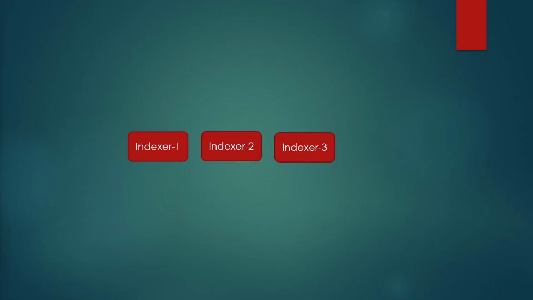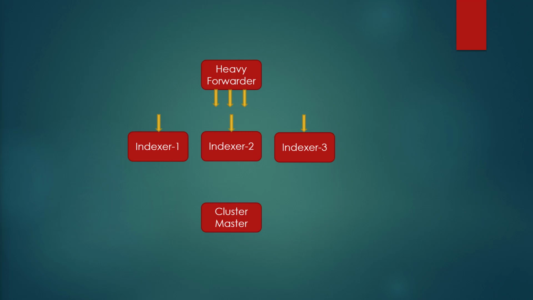So we had three indexers, and according to our current setup we have one cluster master and one heavy forwarder. I have drawn only this part. I have not drawn the search heads or deployer because I was trying to keep it very simple. Before, for each and every indexer we were defining the receiving port manually, and on the heavy forwarder we were doing the forwarding configuration manually as well, correct?